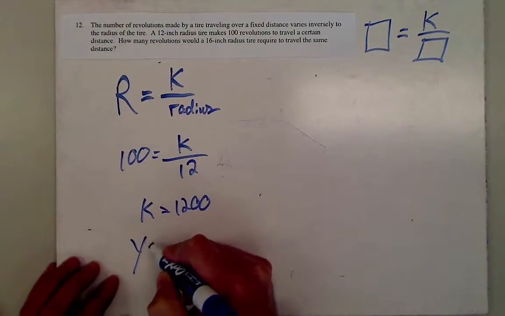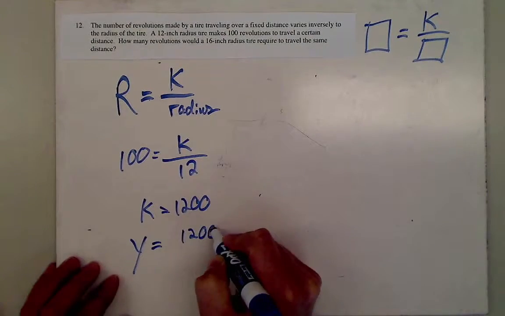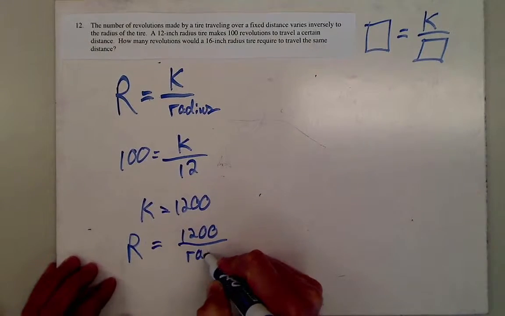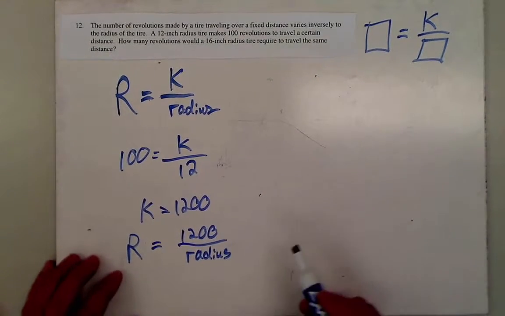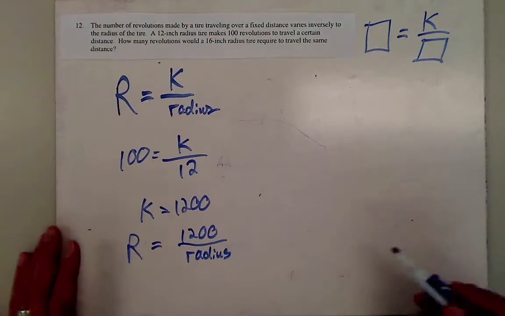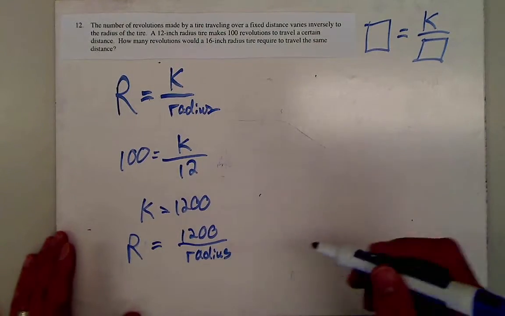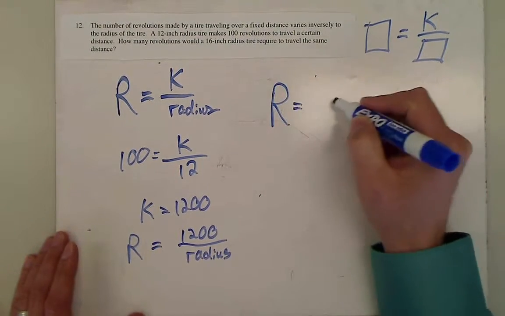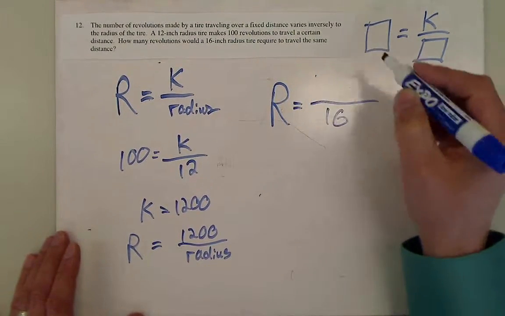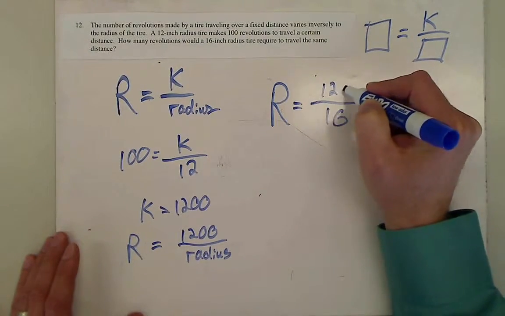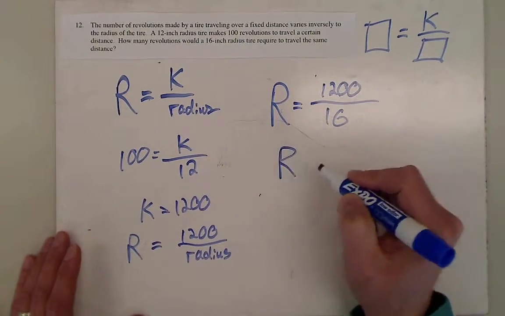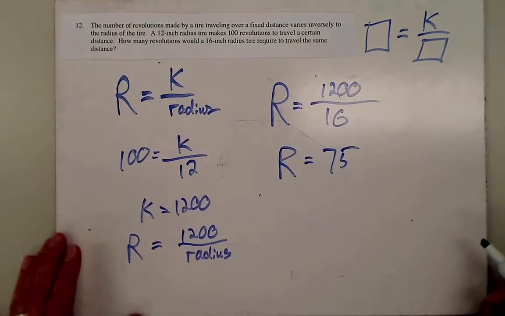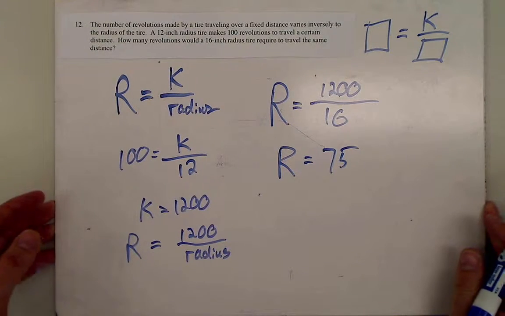Write the equation of variation. R equals 1200 over radius. Since I have the same letter, I'll just use the word. And then I can use that to answer my question. How many revolutions, what is R if my radius is 16? And I know that my k is 1200. So if I divide that, I will see that it is 75. That's inverse variation.